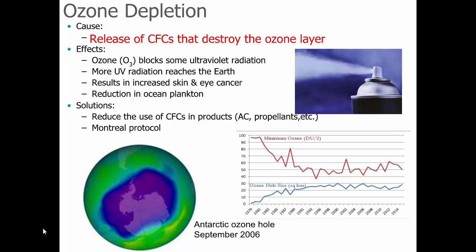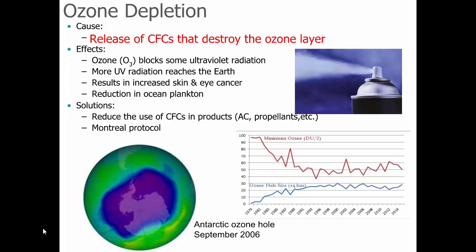And these chemicals made their way into the atmosphere, and they react with the ozone layer and eat away at it. And so the thinner the ozone layer, the more ultraviolet radiation reaches the earth, and that could lead to more skin cancer, cancers of the eye, damage to plankton in the oceans, and so forth. A series of problems. There's actually a hole in the ozone layer around the South Pole.